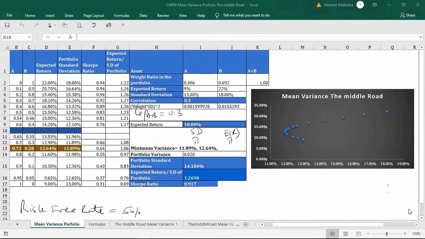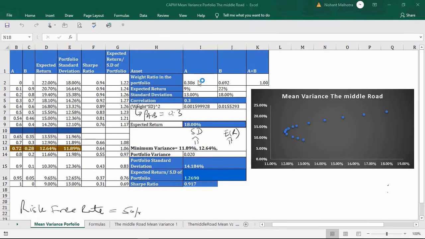So today we are going to be discussing the mean variance portfolio. We are going to be combining two portfolios. We'll do the whole work on Excel and we'll look at the two weights. Basically, we are taking two assets, A and B, with weights that total 1, and we're going to see how it changes the expected return as well as the standard deviation.